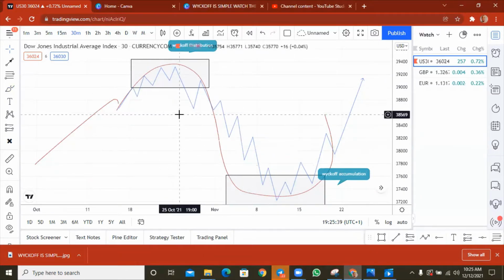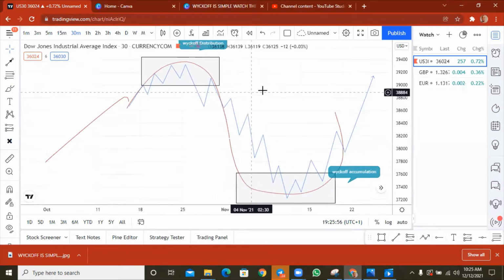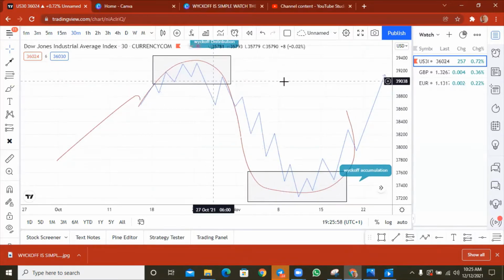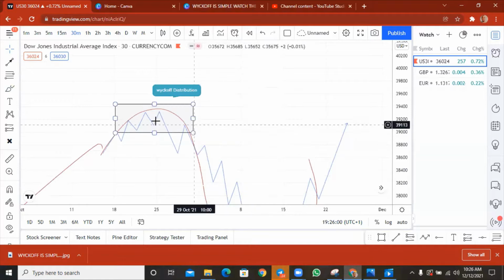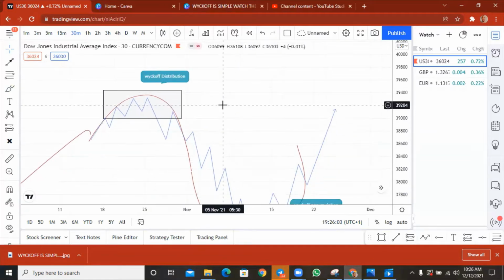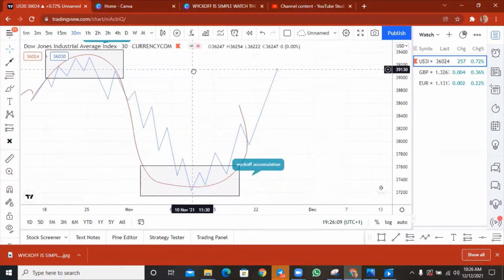This schematic, he was able to arrange and attach labels to. He used it for the stock market, but trust me, it works very well in Forex and indices. He was able to understand the movement of this range. What happens in this range is known as Wyckoff distribution. You should know there are two types of Wyckoff schematics: the Wyckoff distribution and the Wyckoff accumulation.